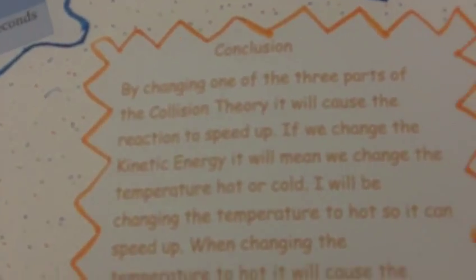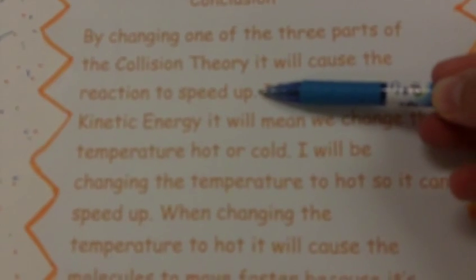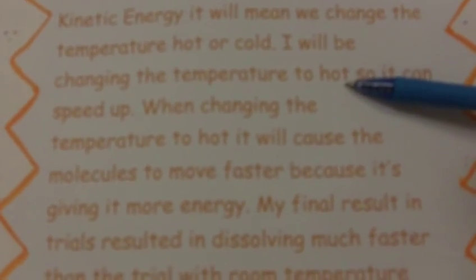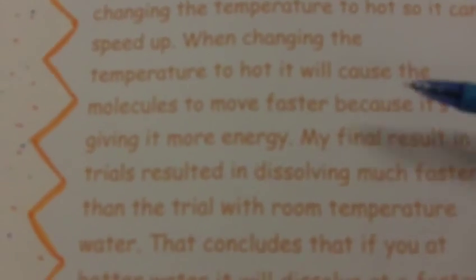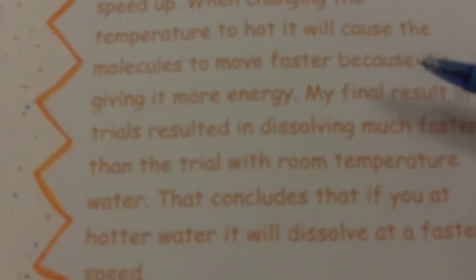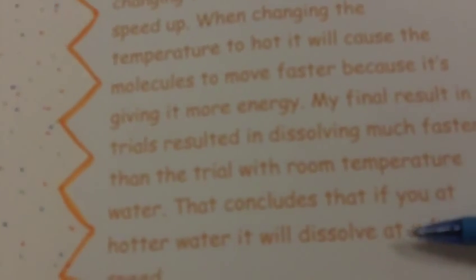Then for the conclusion, the student explains their goal. They wanted to speed up the reaction, so they're going to change the kinetic energy, and they explain how they're going to change it by making it hotter. Then they explain why: the molecules will be moving faster, and then they explain their results. So it dissolved much faster.